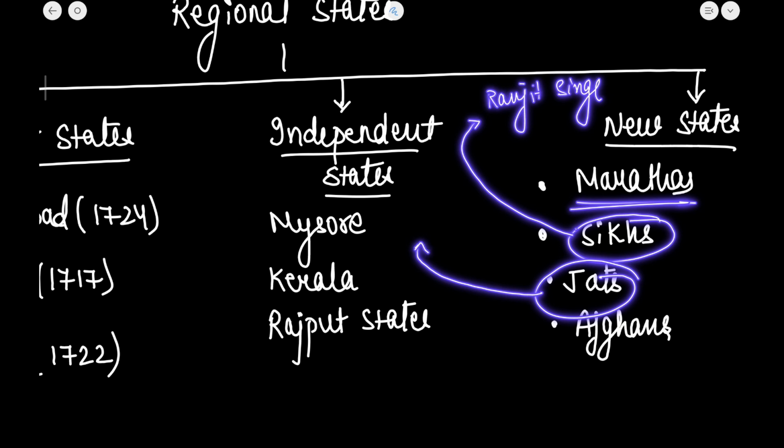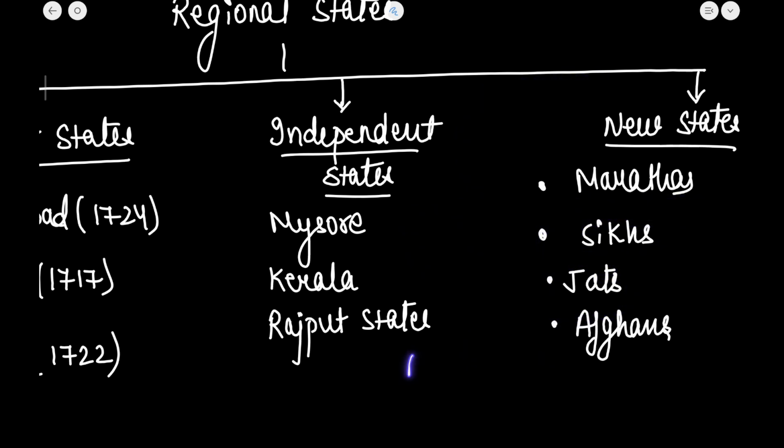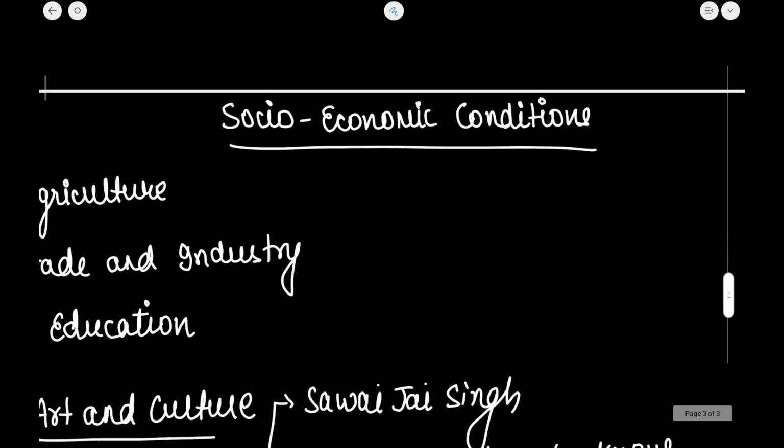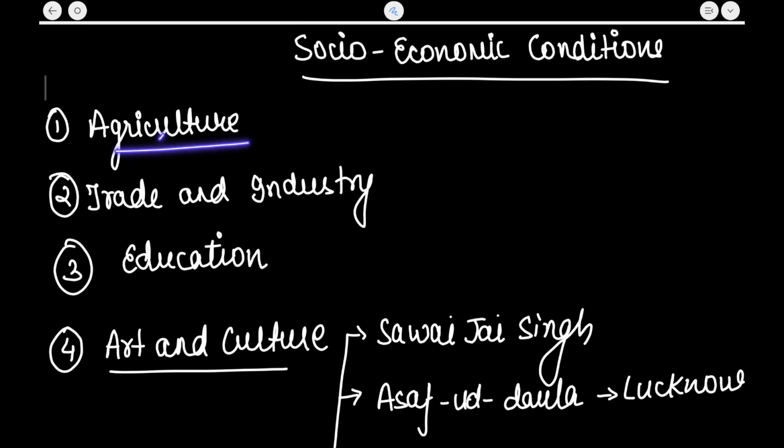Now the Jat state was founded by Churaman and Badan Singh, and later the Jat state reached its zenith under the leader Surajmal. Okay, and then Afghans were also there. The state of Rohila Khan was founded by Ali Muhammad Khan. So this was all. Now, if I talk about the socio-economic condition, what was the condition of agriculture?